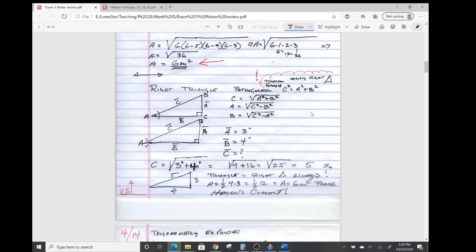So let's work up Pythagorean's theorem. So 3 squared, so we're going to look for side C. So that's a squared plus b squared, right? So a is 3 and b is 4. So 3 squared is 9, 4 squared is 16, so 9 plus 16 is 25.